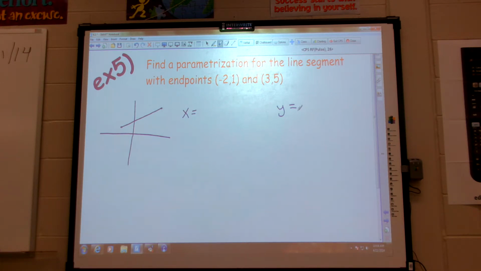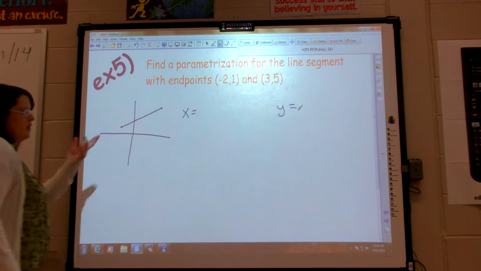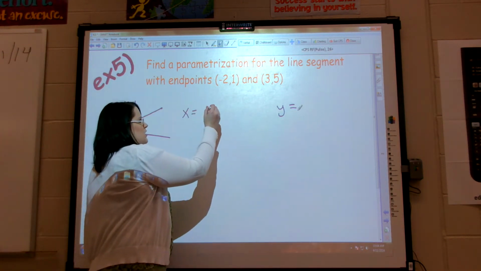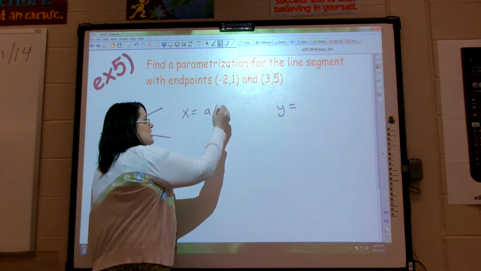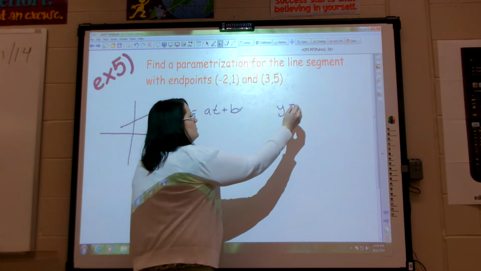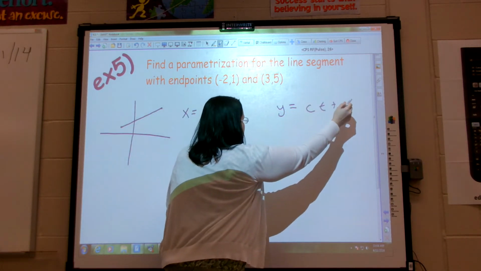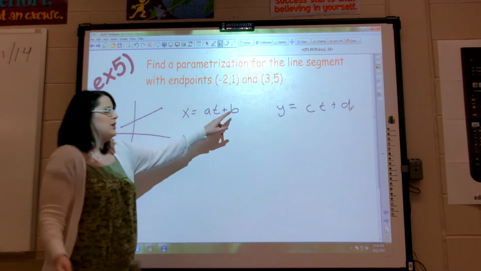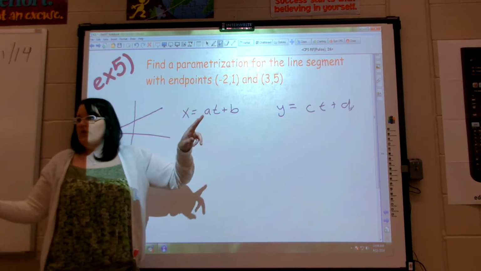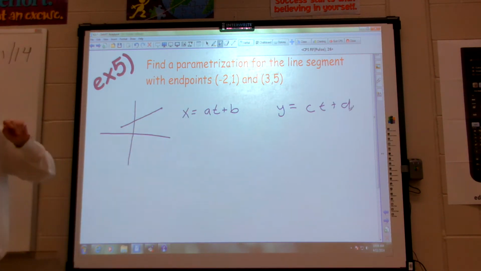And it is a line, mx plus b. But I don't want to use m and b because I need to use different variables. I'm going to use a and c. So I'm going to use at plus b, ct plus d. You see that's still mx plus b? I'm just using different variables. Yeah? This is the setup all the time. This is the entire setup. I'm showing you the setup for every problem. Now, I need to have a parameter.